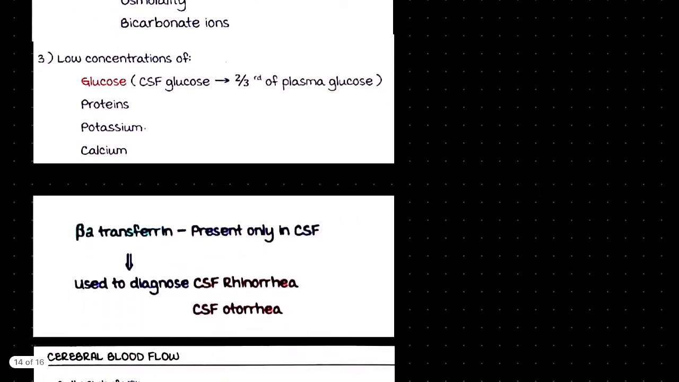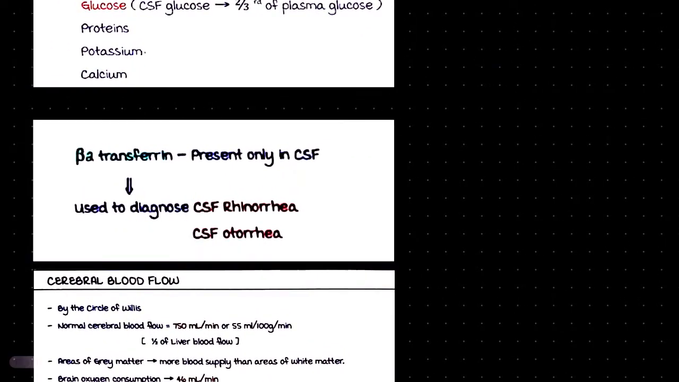And one important thing that we need to know is that the only protein that is present in our CSF is beta 2 transferrin. It is only present in our CSF. So it is used for diagnosis of what? CSF rhinorrhea. It is the marker, right? It is the marker for CSF rhinorrhea and CSF otorrhea.